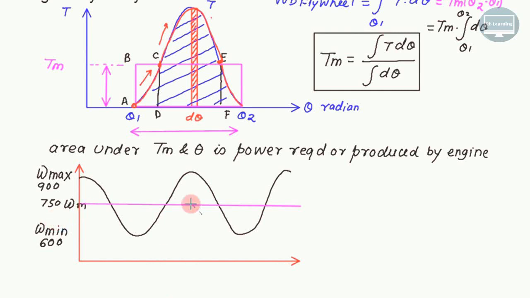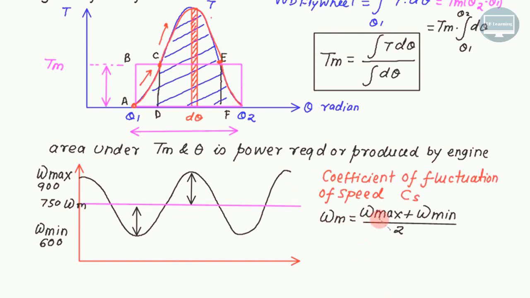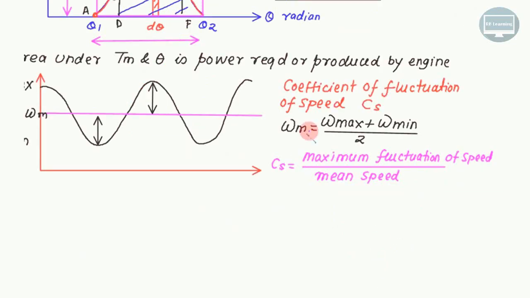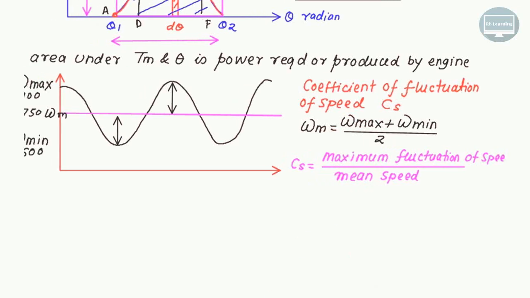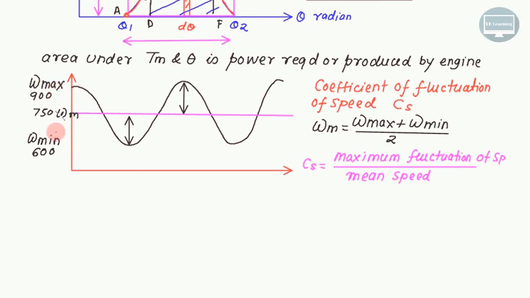So your value will fluctuate from the mean on the positive side as well as the negative side. To consider this effect, we have to introduce the coefficient of fluctuation of speed. The mean speed is given by omega max plus omega minimum divided by 2. The coefficient of fluctuation of speed is defined as the maximum fluctuation of speed divided by the mean speed. Your maximum fluctuation is from omega max to omega minimum.